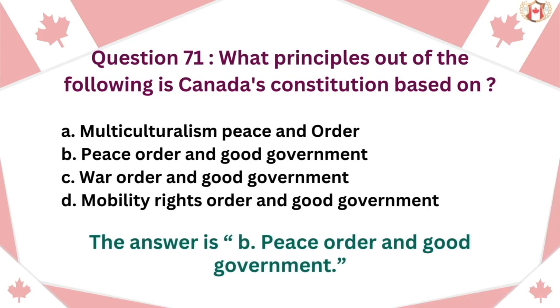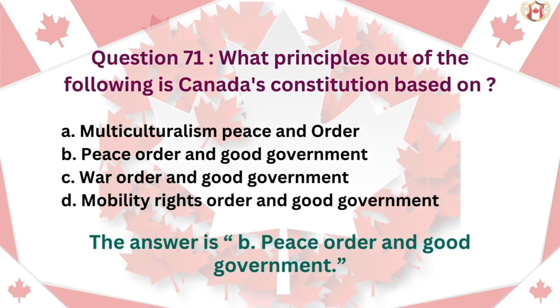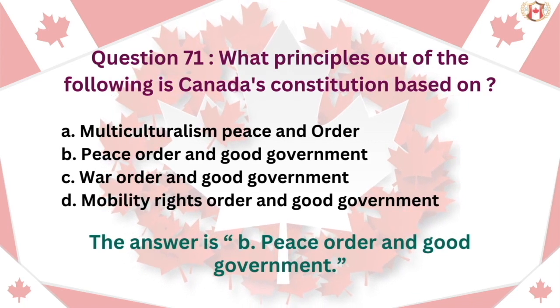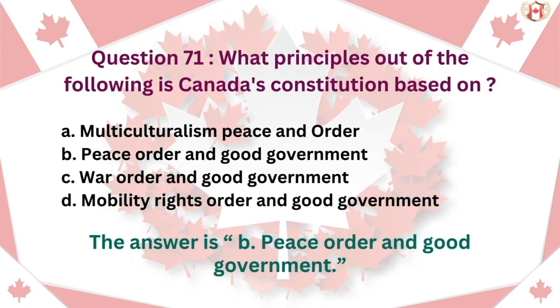Question 71. Which of the following principles is Canada's Constitution based on? A. Multiculturalism, peace and order. B. Peace, order and good government. C. War, order and good government. D. Mobility, rights, order and good government. The answer is B. Peace, order and good government.